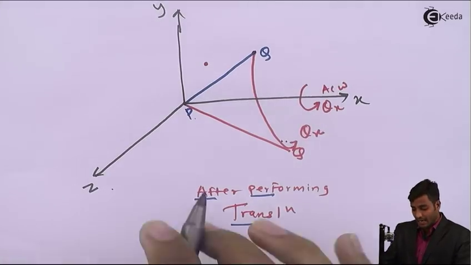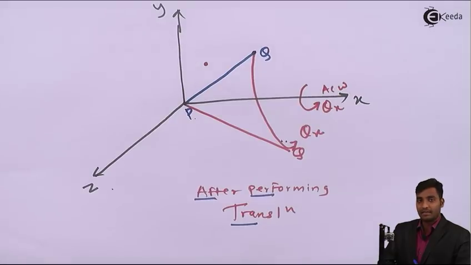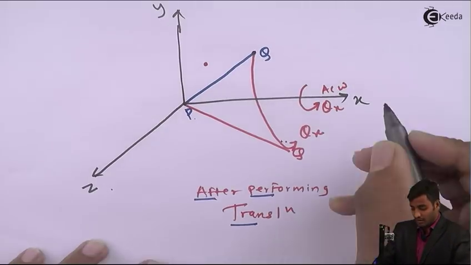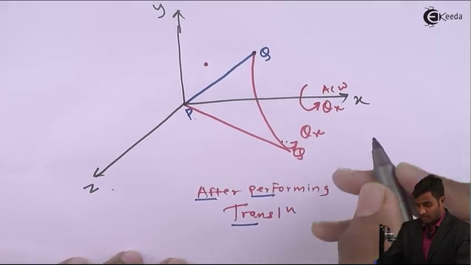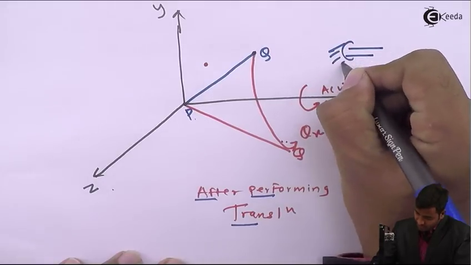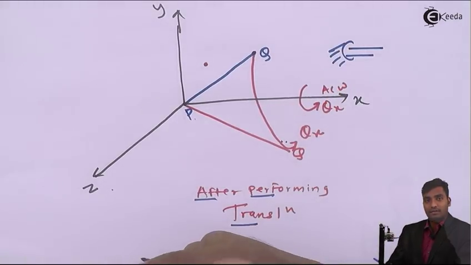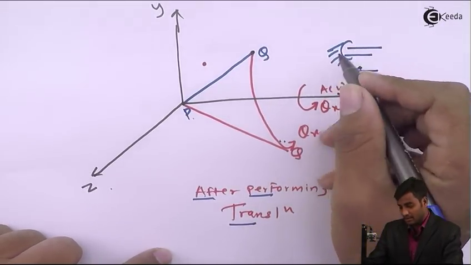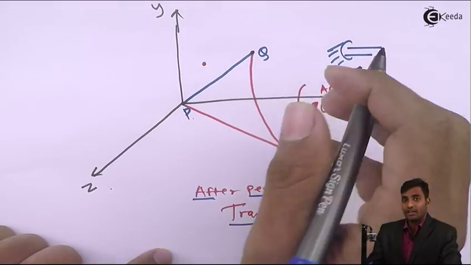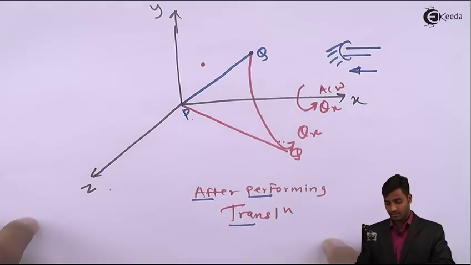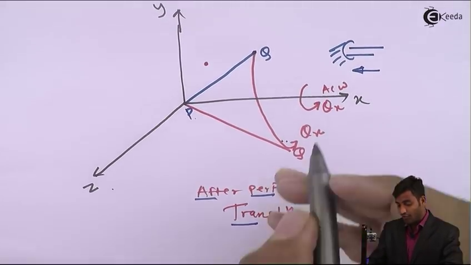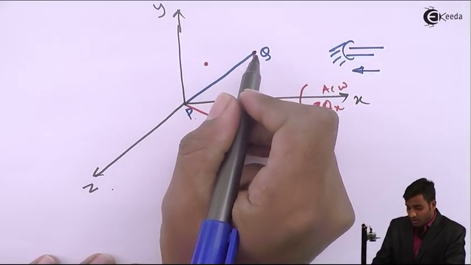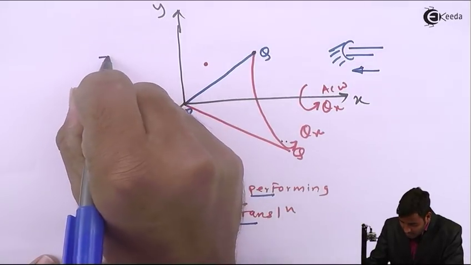So now we successfully rotated line PQ by theta x degree anti-clockwise about x axis. So now if we will focus a ray of light along the x direction, the shadow will be seen on the YZ plane. We are just focusing the source of light in x direction and the figure or the shadow will be seen on YZ plane.